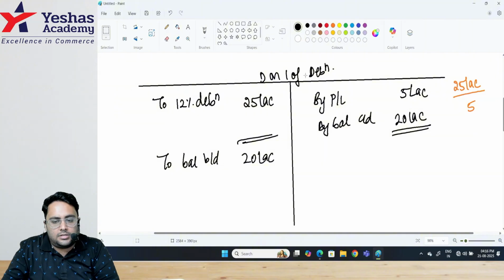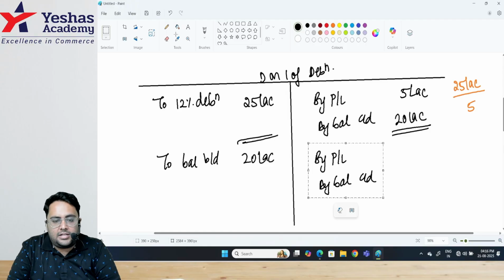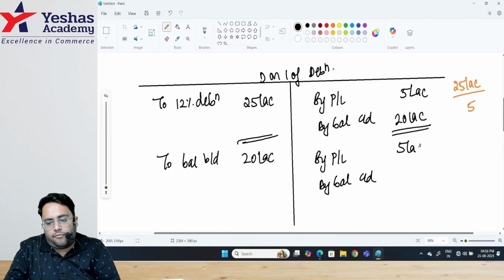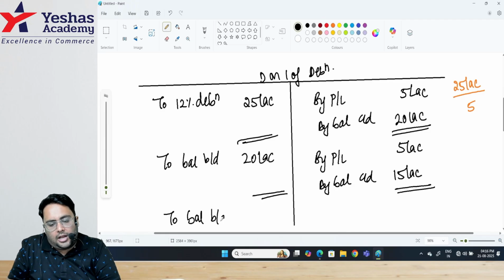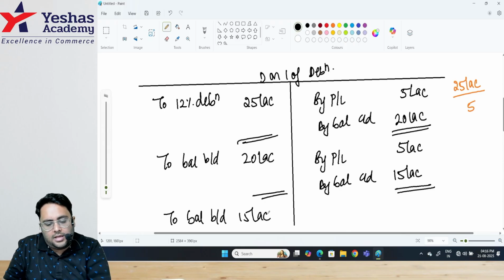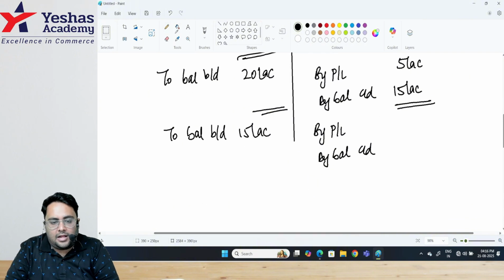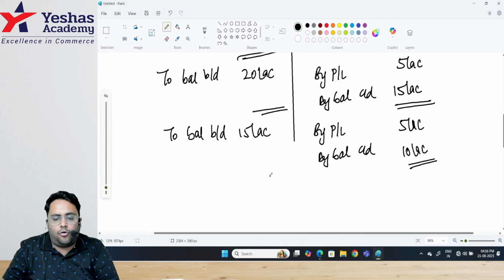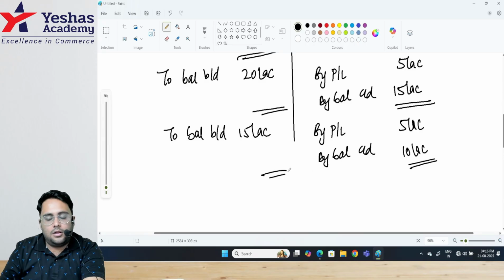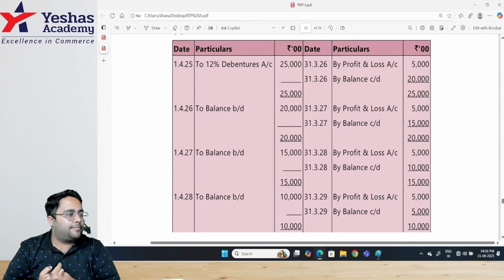Same entry again: by P&L account, by balance carried down. P&L account 5 lakh, balance carried down 15 lakh. Third year, again, to balance brought down 15 lakh. End of the year, by P&L 5 lakh, balance carried down 10 lakh. Like this, you will prepare for the fourth year and fifth year. Same thing visible on the board. Every year, prepare the same.